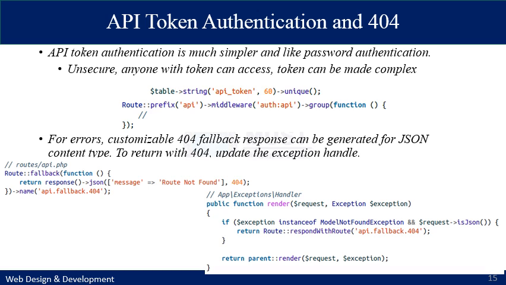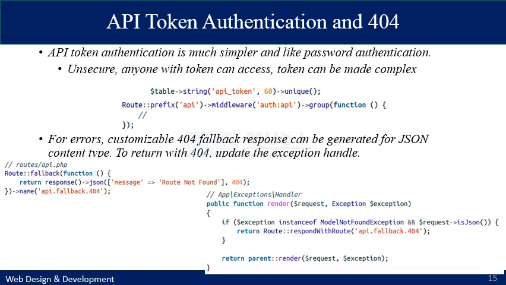The API token authentication is much simpler and is like password authentication, and it is unsecure. Anyone with the token can access. The token can be made complex, such as you can embed some string into the API token. For errors, a customizable 404 fallback response can be generated for JSON content type. To return the 404, update the exception handler.